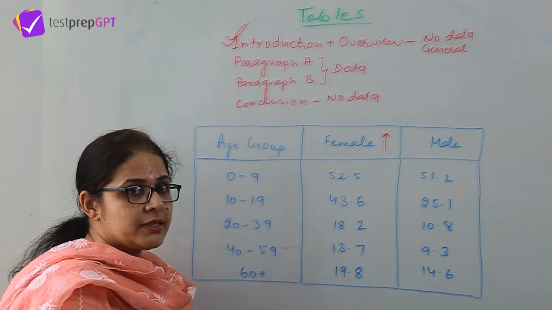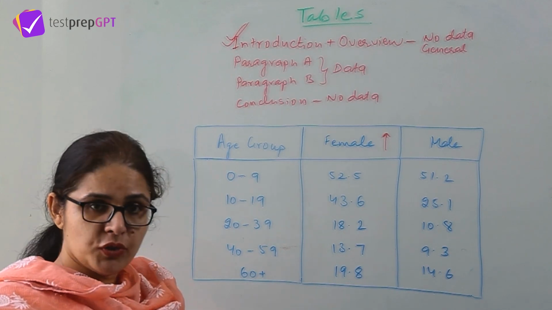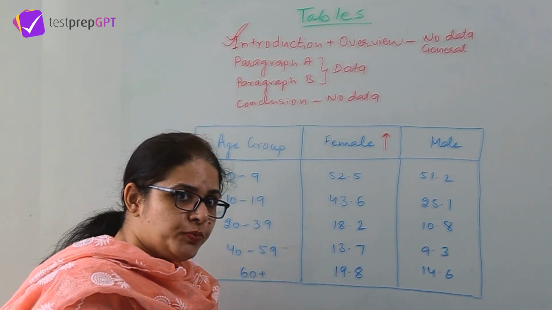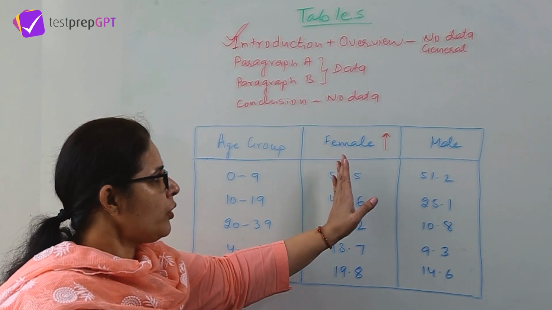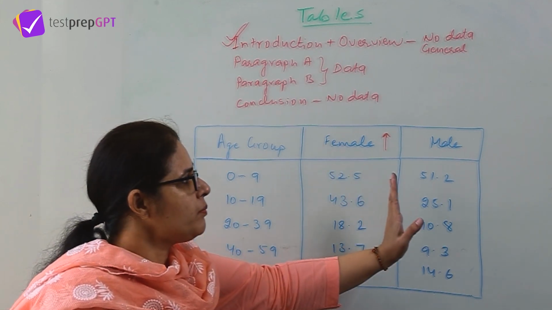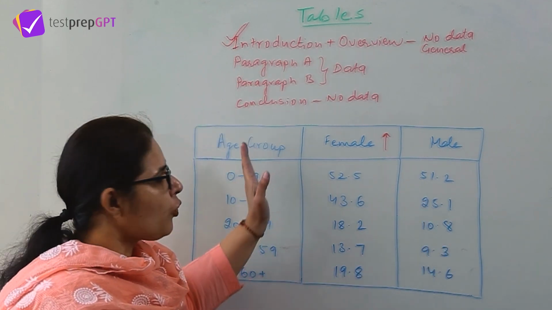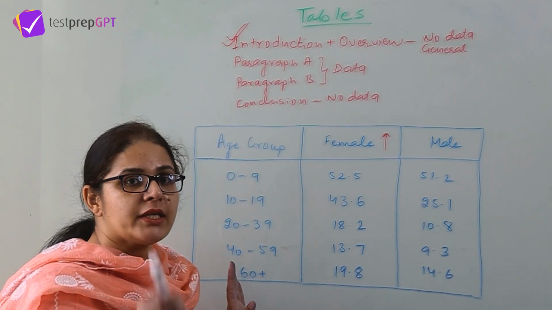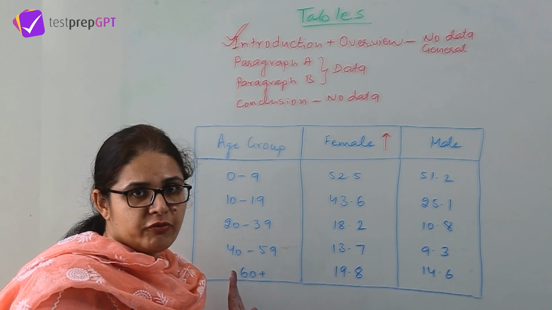How to put that in a single sentence? You can say, in general, for all age groups, more females rode a bicycle when compared to males for all the age groups. So this is another sentence in the introductory paragraph.